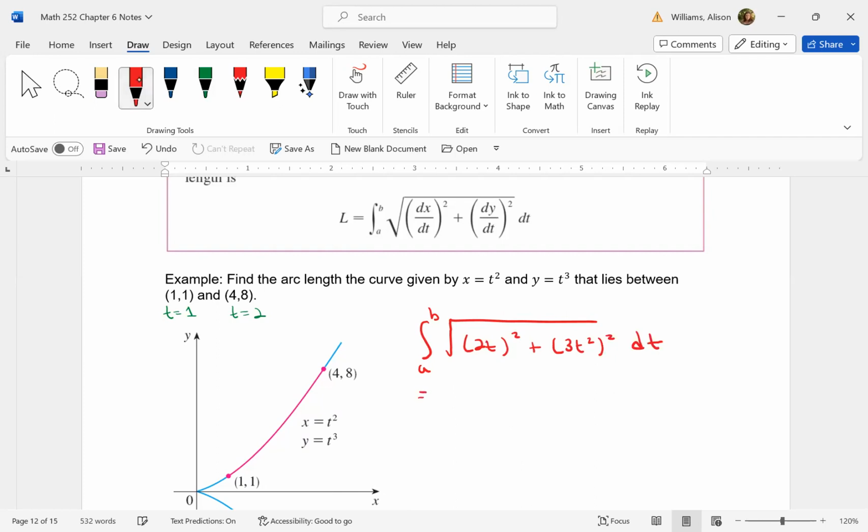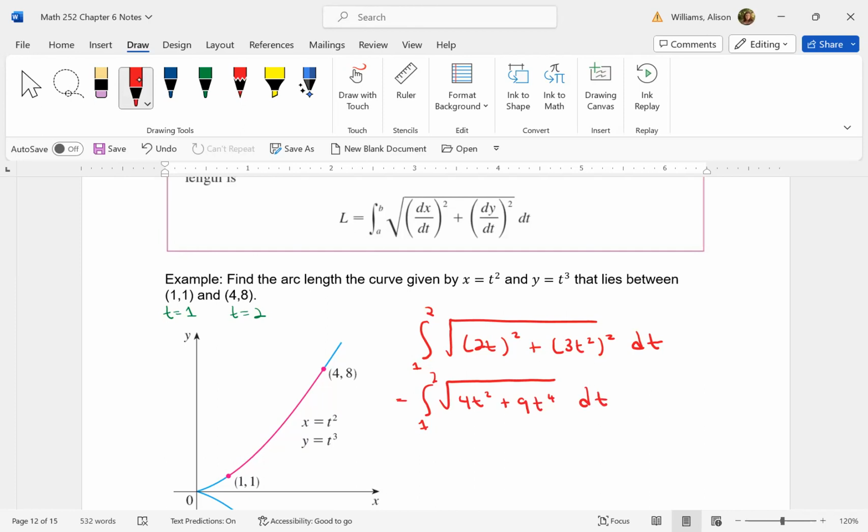So this is the square root of, oops, sorry, forgot the integral. Not a to b. Oh, that's so funny. I meant 1 to 2 because I know what t is. 1 to 2. There we go. 1 to 2. All right, so that's 4t squared plus 9t to the 4th, dt.